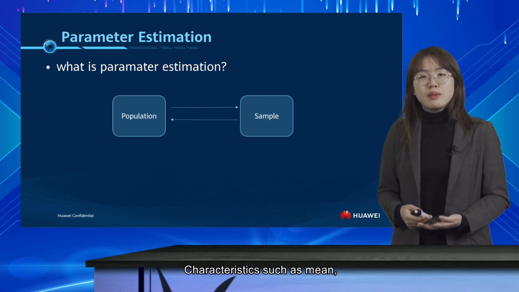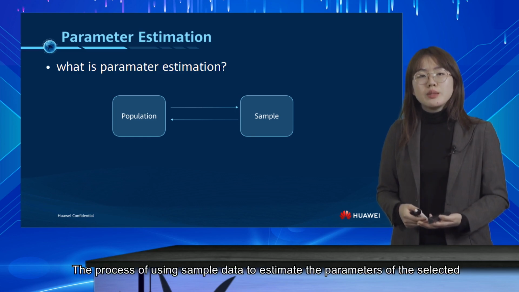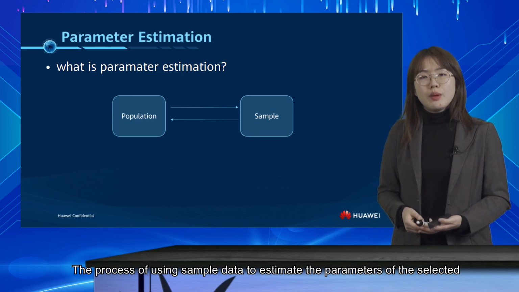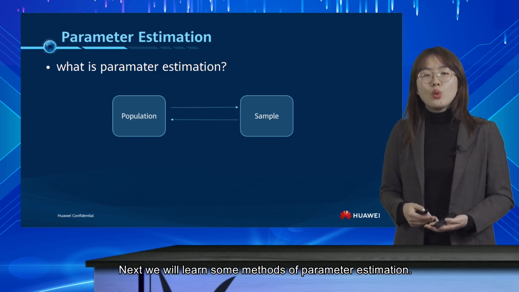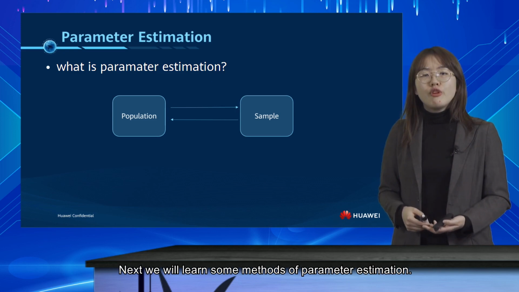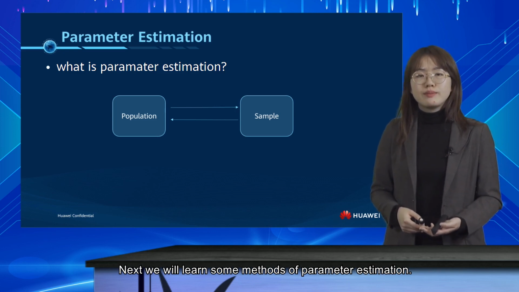Characteristics such as mean, variance, and so on are what we call the parameters. The process of using sample data to estimate the parameters of the selected distribution is what we call parameter estimation. Next, we will learn some methods of parameter estimation.